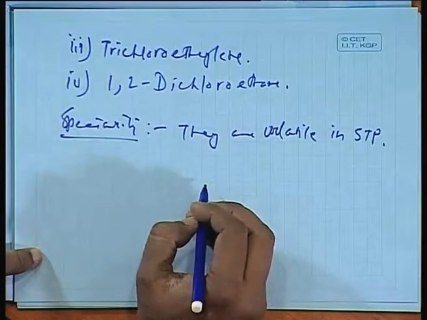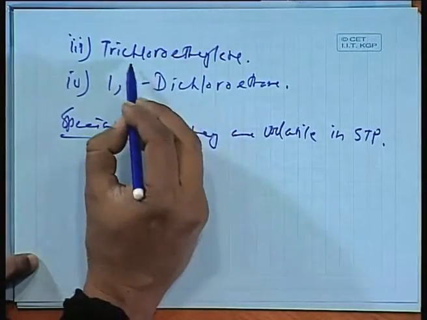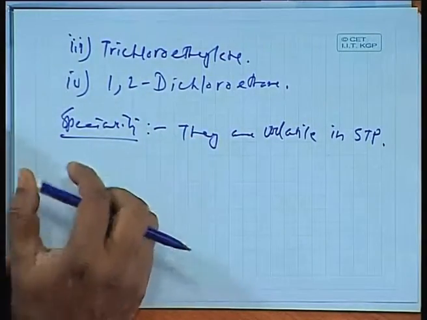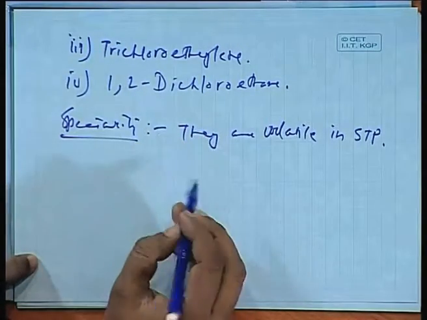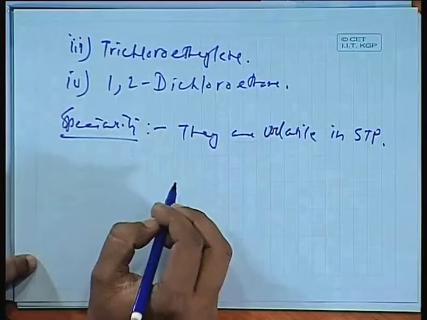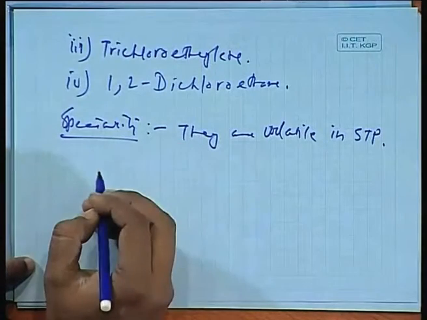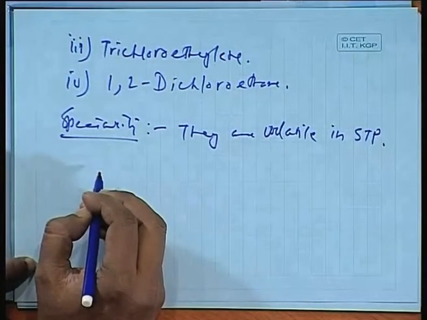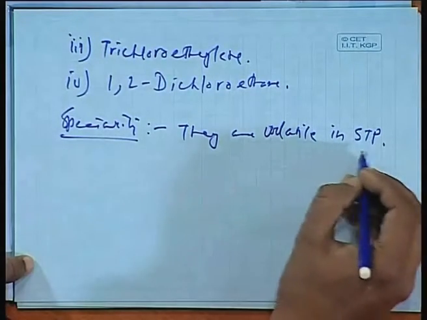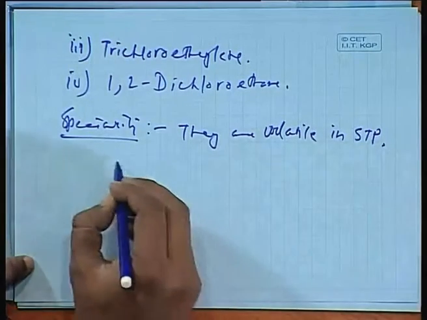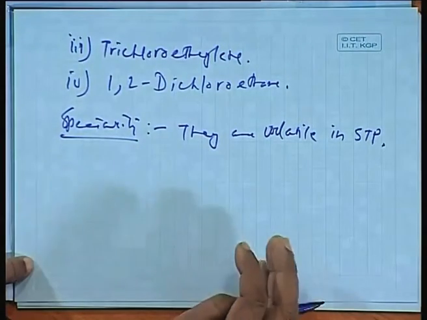They are essentially organic in nature, but as you can see, they may have halides in them, different types of chlorinated substances, or other substances. In some cases they can have certain metallics also. So the specialty is that they are volatile at standard temperature and pressure, that is very important.